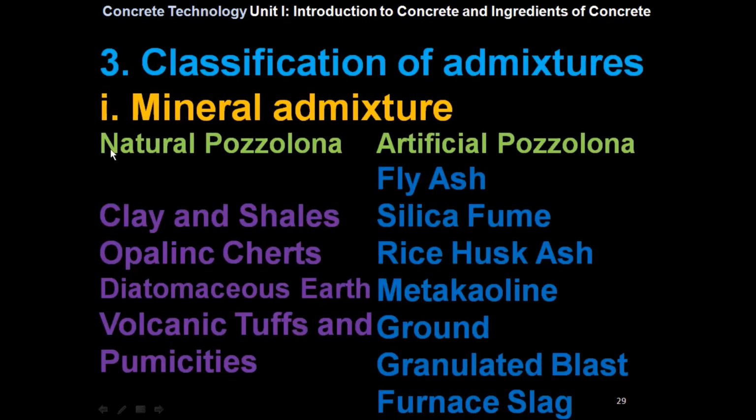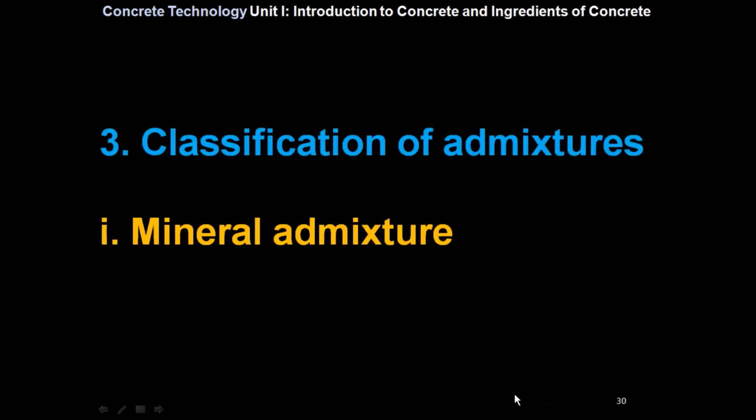It is divided into two, that is natural pozzolana and the artificial pozzolana. The natural pozzolana includes the clay and shales, volcanic tuffs, diatomaceous earth, and pumicite. Artificial pozzolana includes fly ash, silica fume, rice husk ash, metakaolin and ground granulated blast furnace slag. It is also called GGBFS. So we have seen the mineral admixture.